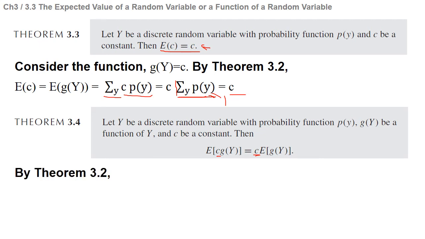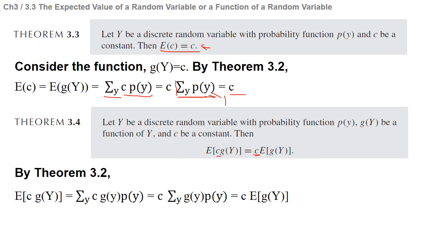By theorem 3.2, we can express this way: expected value of c times g(Y). Since this is another random variable, we can express this way. And here's the constant, and the constant can go outside of the summation, and so this one holds, and this one is the expected value of g(Y), so theorem 3.4 holds.